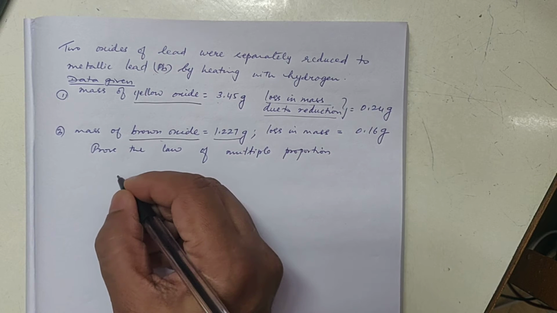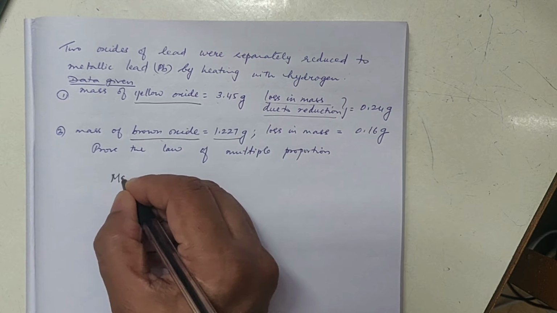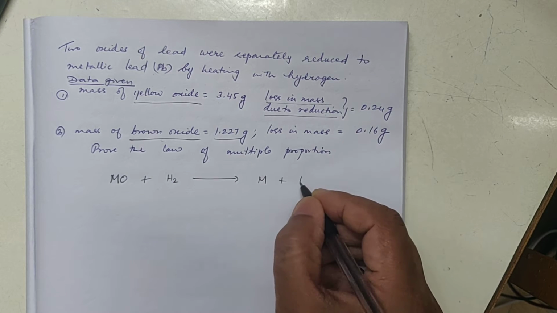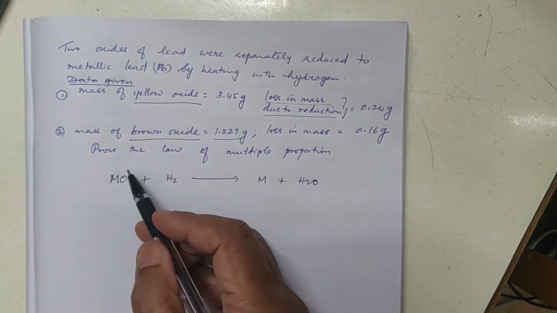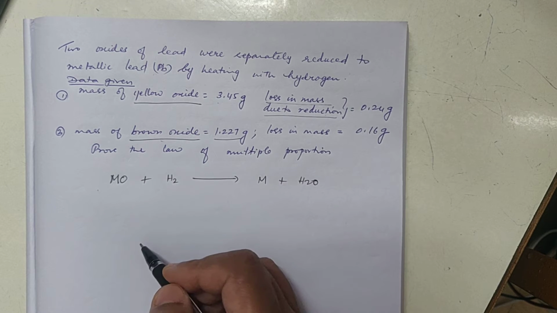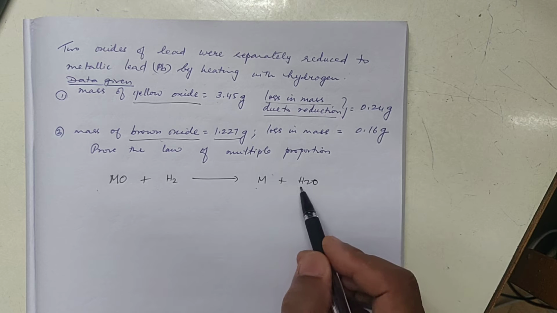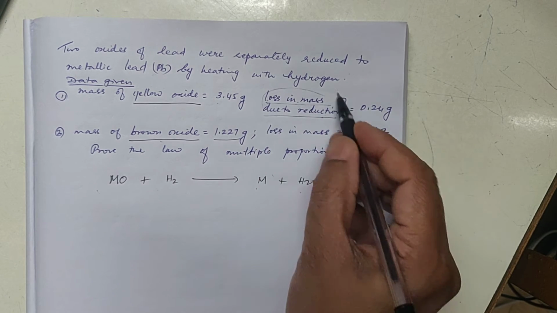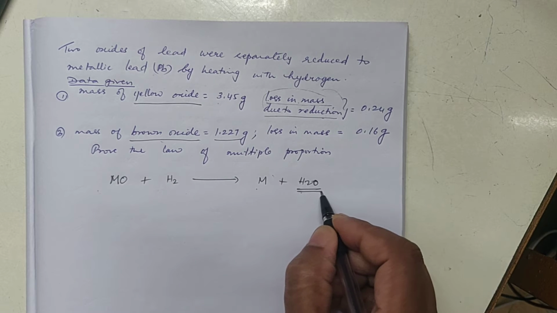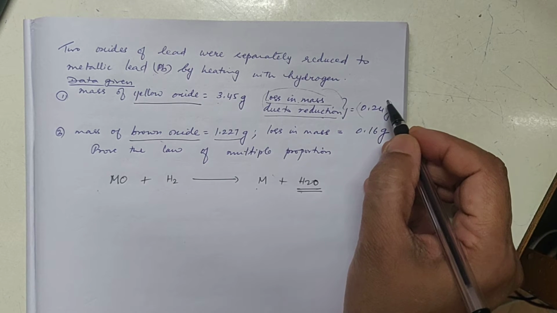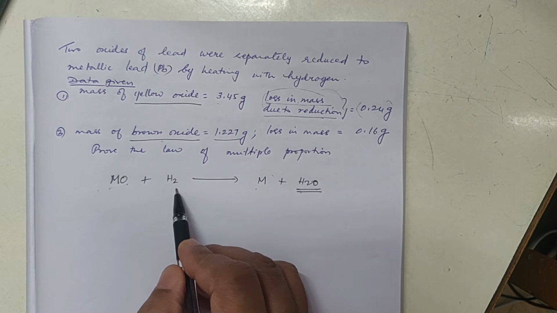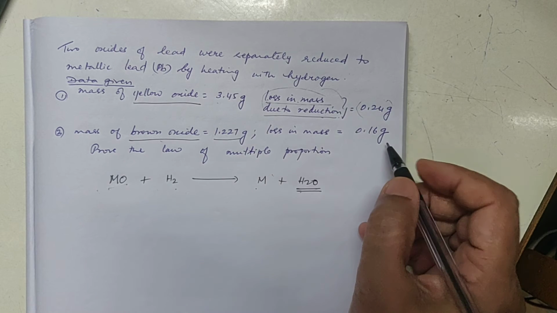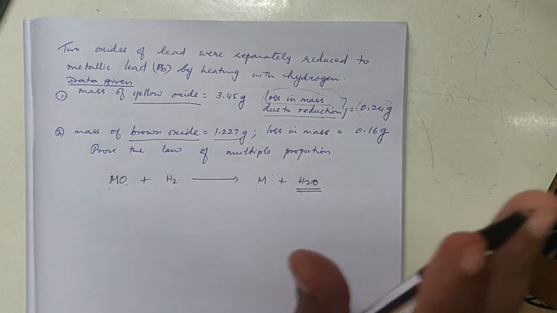Again, try to recollect the same equation. MO plus hydrogen gives you M plus water. So when the metal oxide is heated in the presence of hydrogen, you are getting metal and water. So loss in mass due to reduction, what is this loss in mass? It is due to water. So the amount of water produced when the metal oxide was heated with hydrogen, in the first oxide it was 0.24 gram, in the second one it was 0.16 gram. So this is what you have to understand.